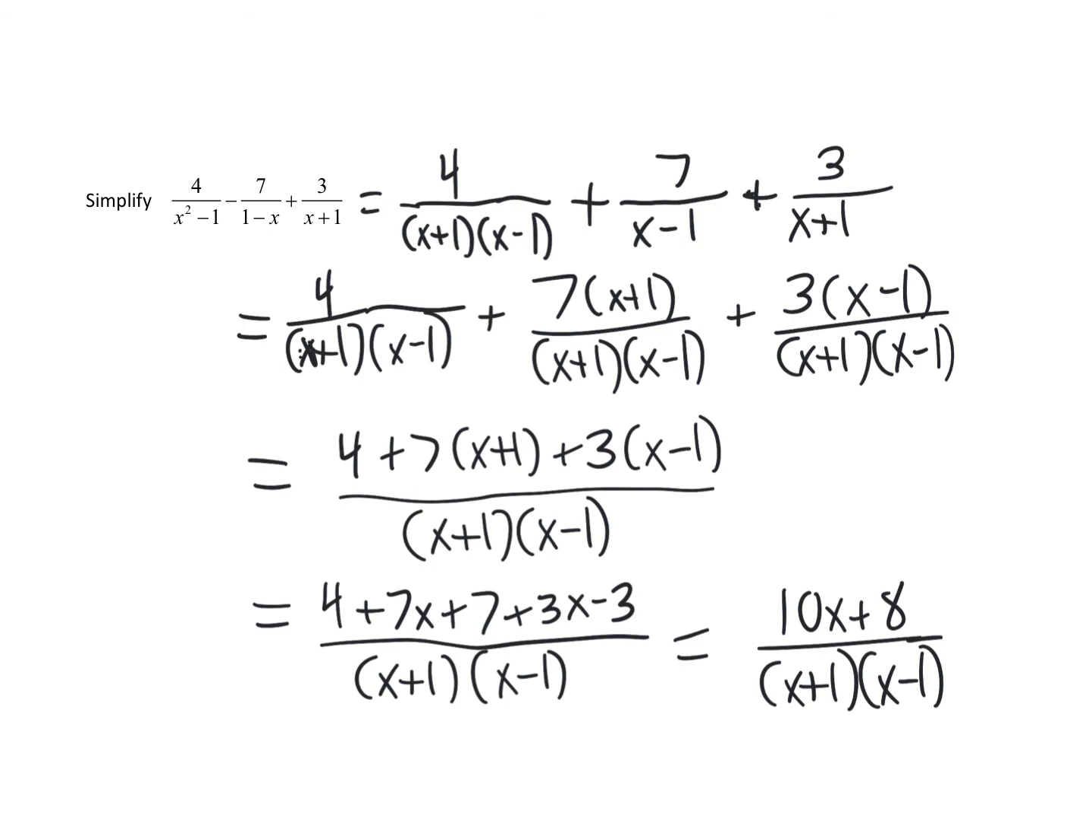for your final answer. Now you could multiply out the denominator to get x squared minus 1, and that is correct too, but usually we just leave it in factored form.